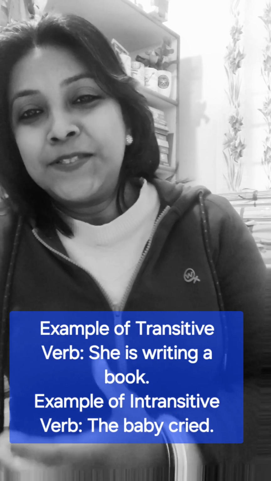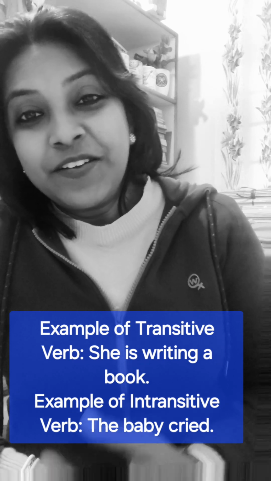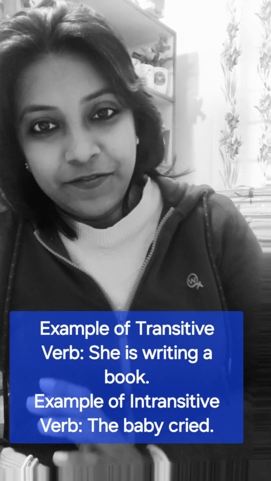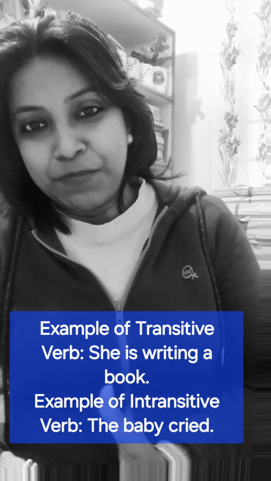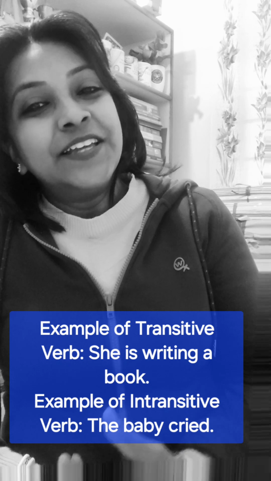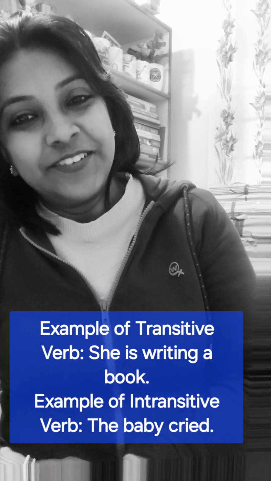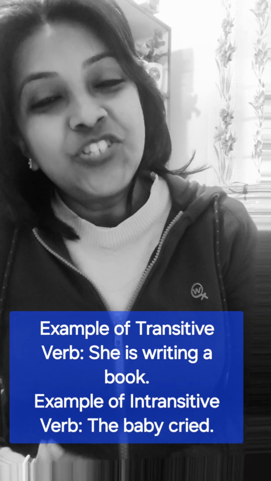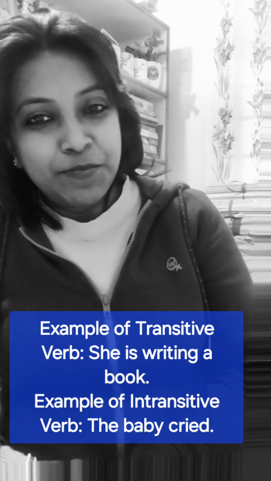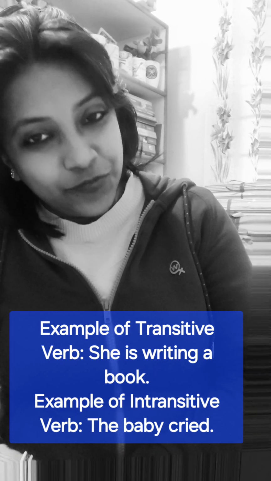Now, we smiled. The child cried. So there is no object. Have you noticed? In the two sentences that I have mentioned just now, we smiled, the child cried. Yes, there is a verb, but the verb has no object after it, right? So such types of verbs are known as intransitive verbs. So do remember the two distinctions, transitive and intransitive verbs.